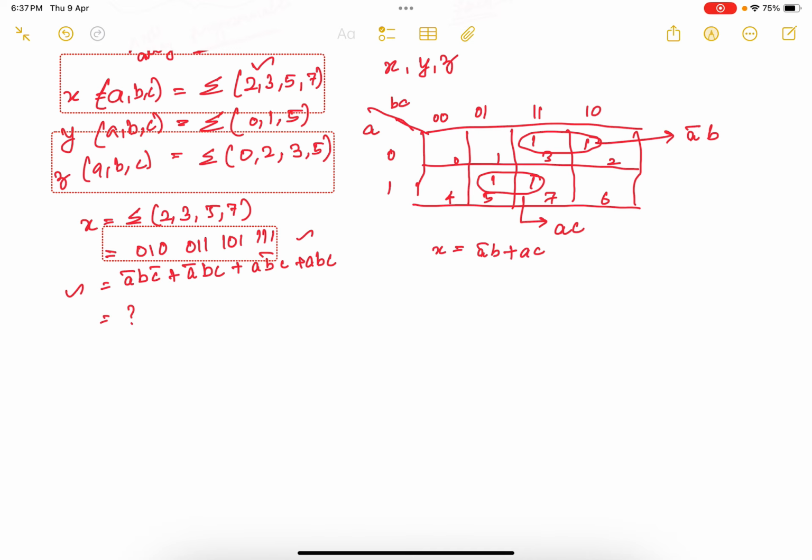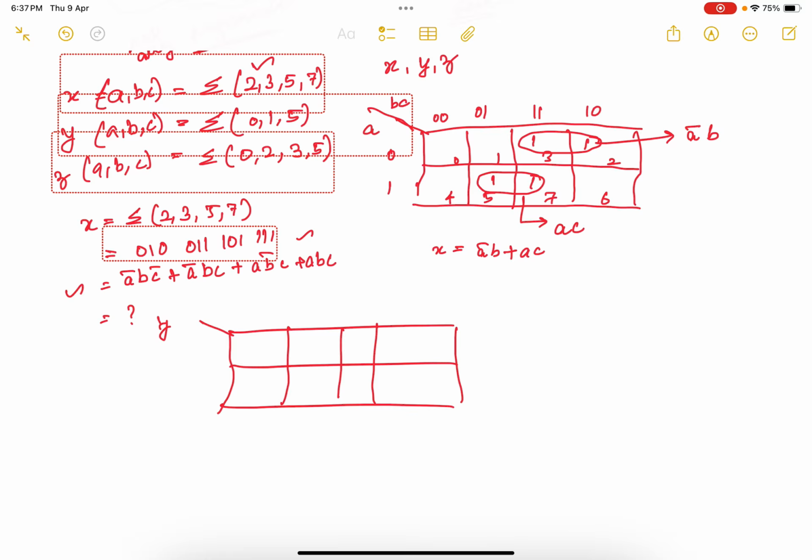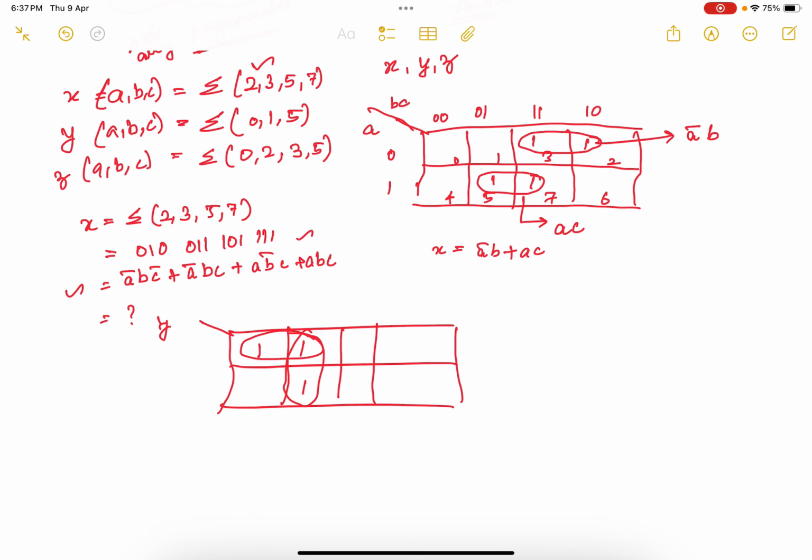Similarly, I want to simplify for your Y term also. So how will you simplify the Y term? Apply the same logic. So here 0 1 5. This means the 0th term, 1st term and 5th term. Here if you see, there will be two pairs you can find out. If you are unable to understand, I will write in a brief manner.